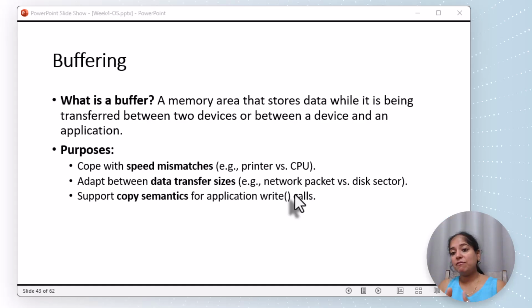A buffer is a memory which is used to hold the data during the transfer. The purpose of buffering is to handle speed mismatch, for example a slow printer versus a fast CPU. It matches different data sizes, for example network packets versus disk sectors, and it provides copy semantics, so applications can resume after writing to the buffer.